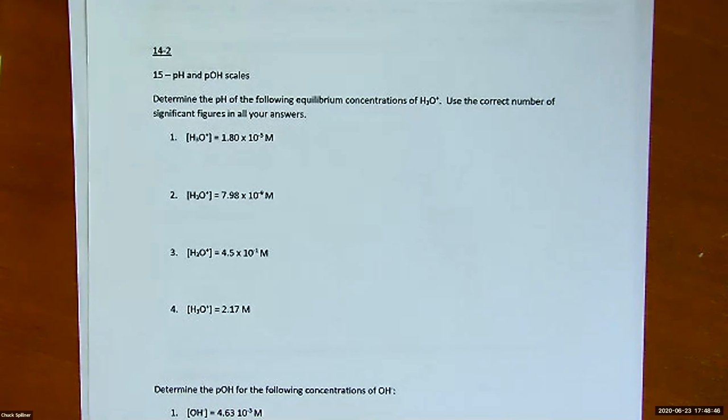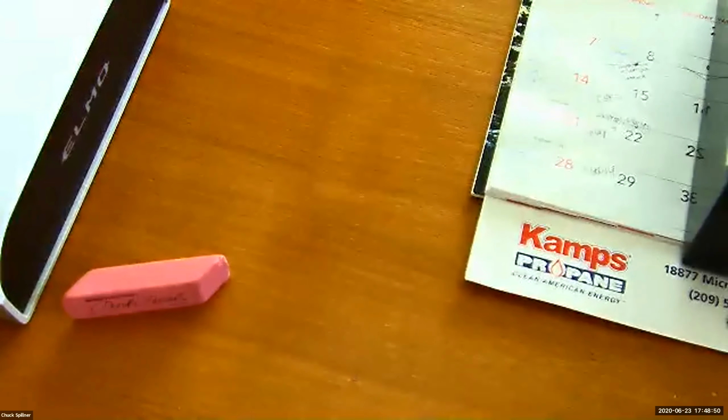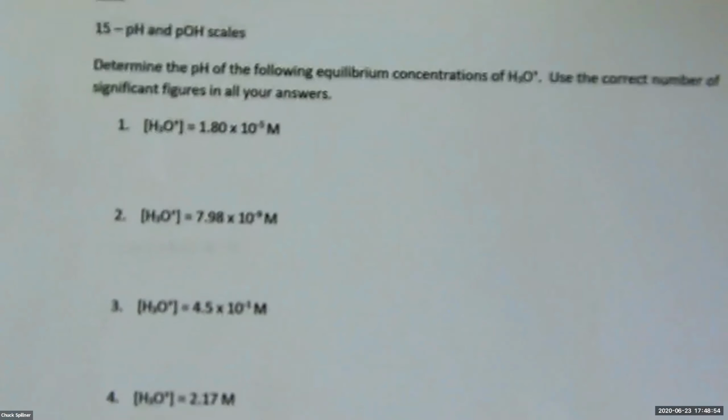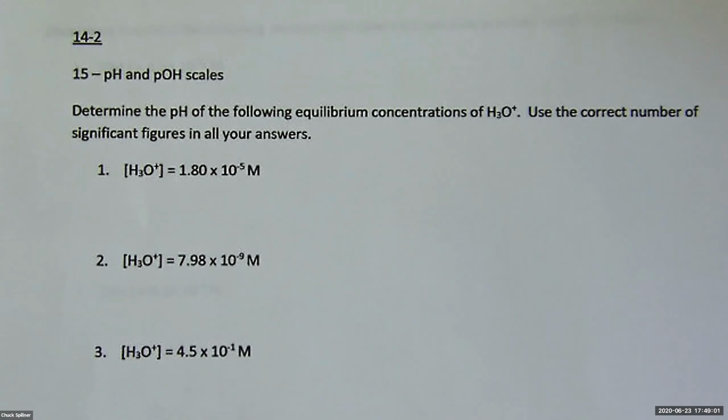So this is worksheet 15. Whoops, what happened to it? There we go. Okay, worksheet 15 for section 4.2. Come on. There we go. Okay, determine the pH of the following equilibrium concentrations of hydronium ion. Use the correct number of significant figures in your answers.